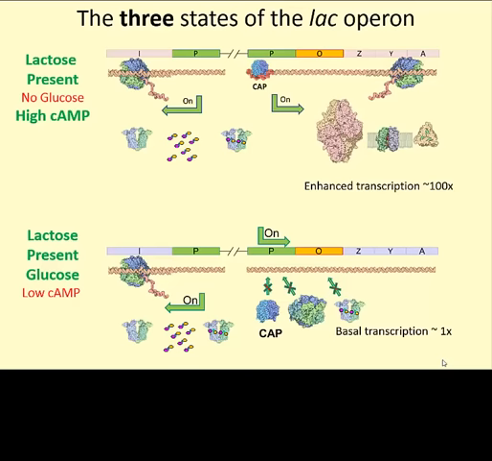When glucose is high in the cell, cAMP is low, and CAP is unable to bind to the activator. As a result, expression of the lac operon is kept at a low basal level, and the cell uses glucose as its energy source.